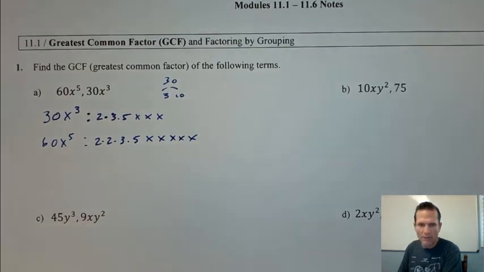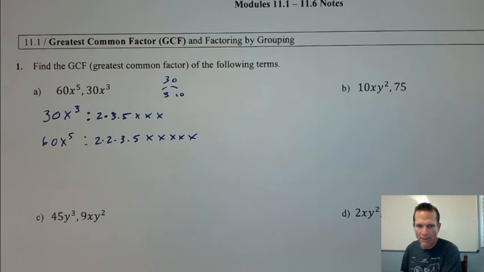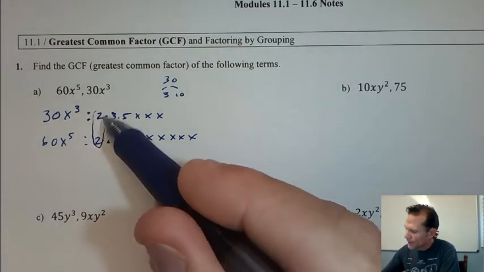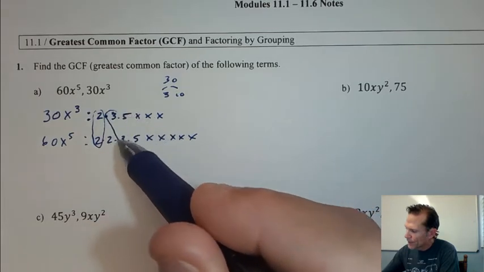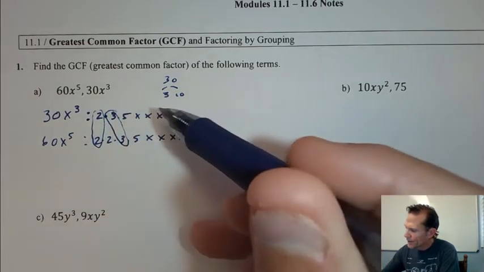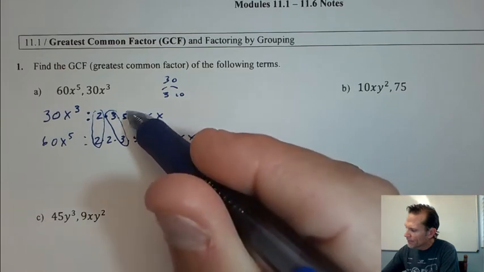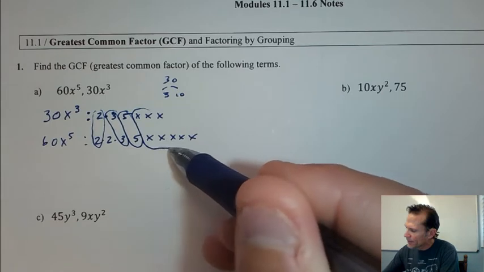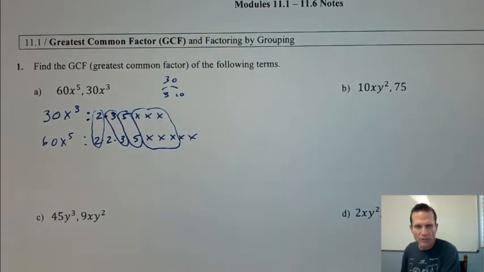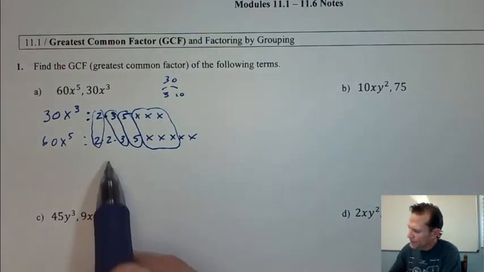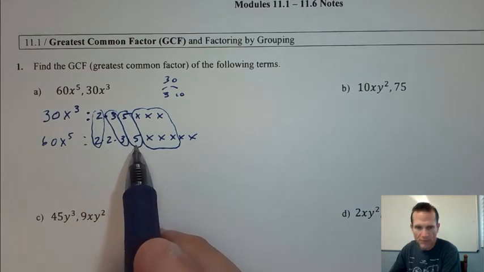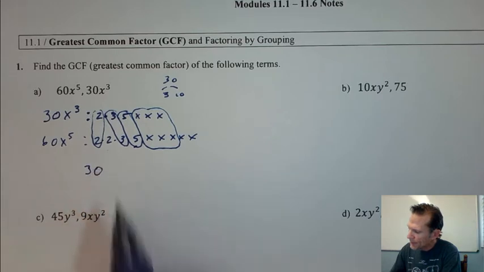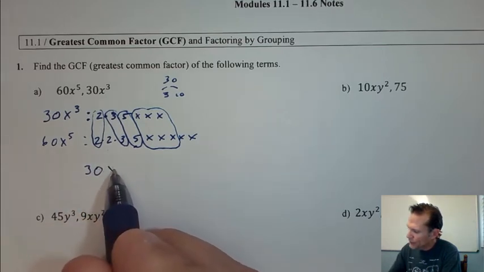This is kind of a longer way to do the problem, but if you see here, what's in common is we have a 2, a 3, a 5, and then we have 3 x's in common. So what the GCF, or the greatest common factor, ends up being is 2 times 3 times 5, which is 30, and x to the third.